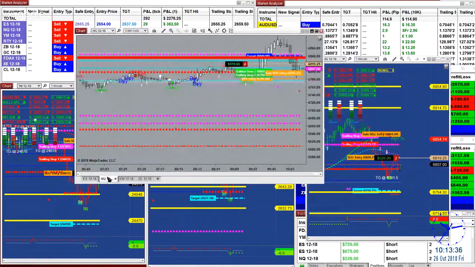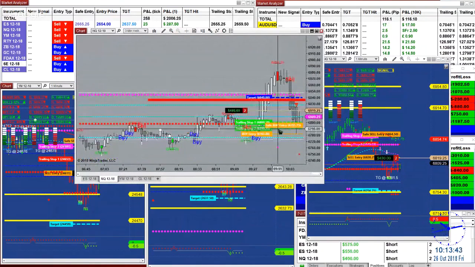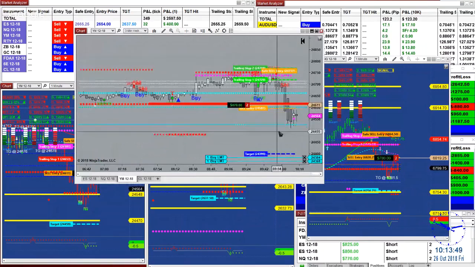On the Nasdaq, let me see. On the Nasdaq, it's typical: there is no safe entry. There is nothing we can do. The YM is the same story, folks.